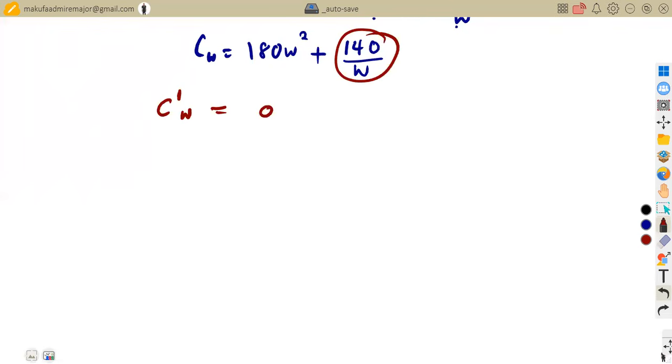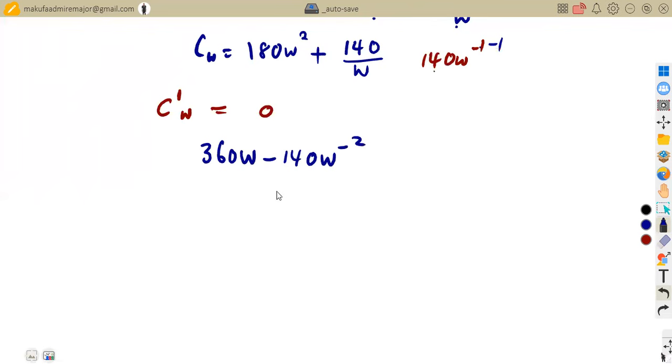Remember, 140 over W is the same as 140 W to the exponent of -1. So just keep that in mind. Let us find the derivative. We multiply here, 2 times 180, which is 360, so we have 360W. Here we do the same thing, multiply by -1, which gives -140 W to the exponent, we subtract 1, so it will be -2.